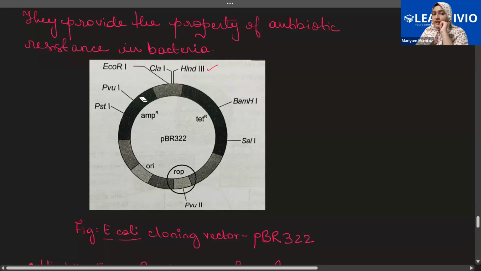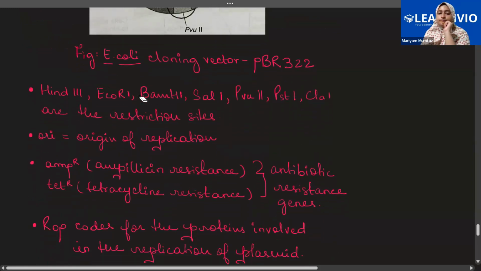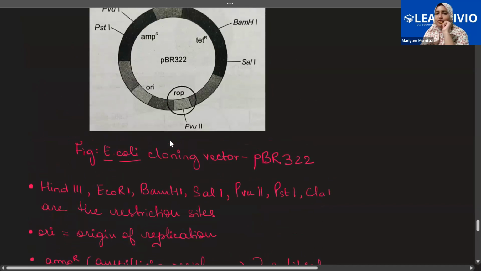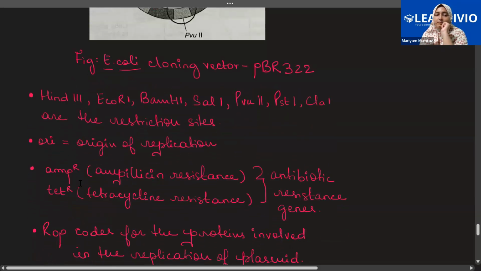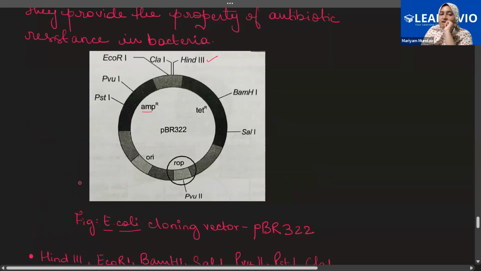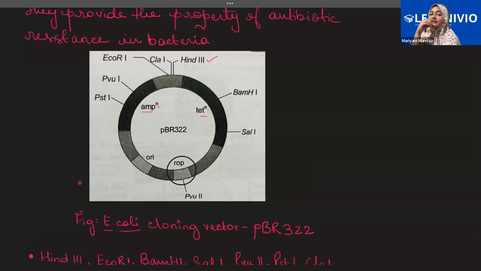But you have to remember the labeling. On the right hand side, which one is present? On the left hand side, which one is present? Now, the ORI, you people already know. This is the origin of replication, meaning this is the part where replication starts in the bacteria. The replication does not start anywhere else, only here. Then AmpR, Amp with an R on it, TetR, Tet with an R on it. It means ampicillin resistance and tetracycline resistance. The R stands for resistance.